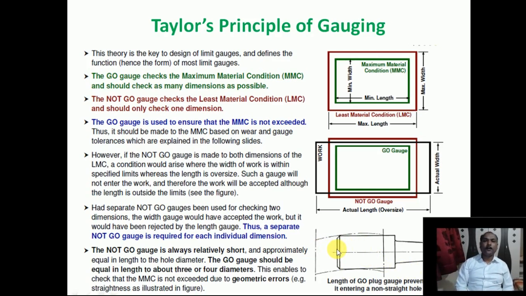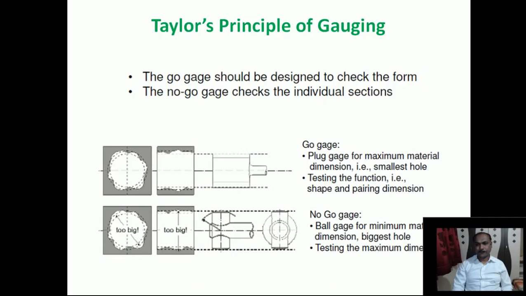But in the case of a no-go gauge, as it is not going inside the hole or the shaft, there is no need to check any other dimension. It will check only one dimension, that is the diameter of the hole and shaft.